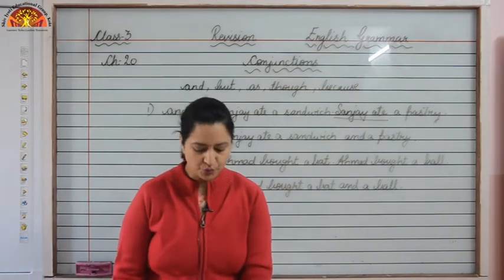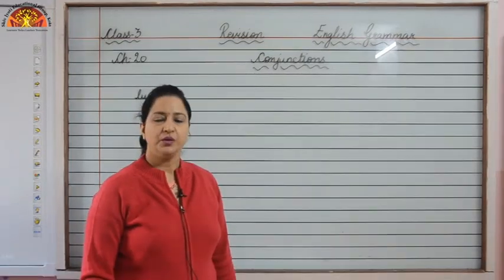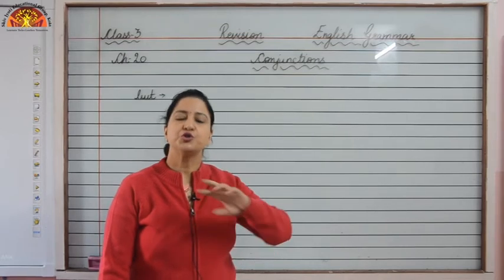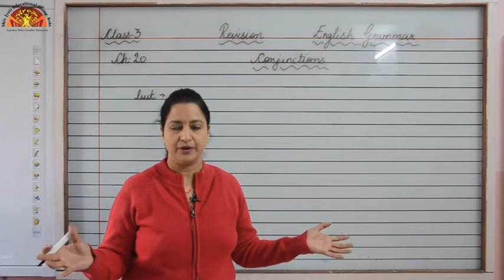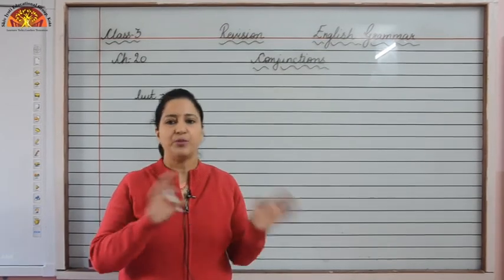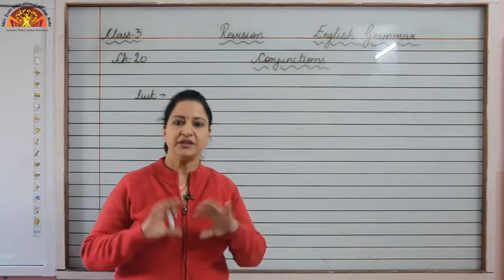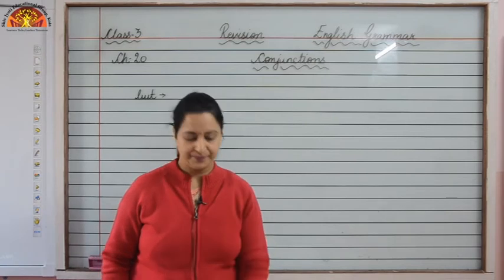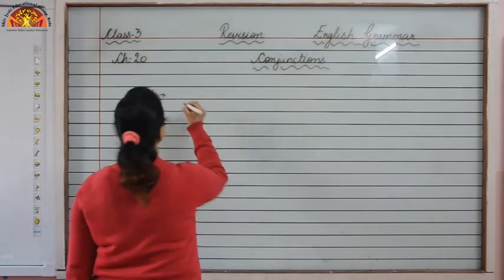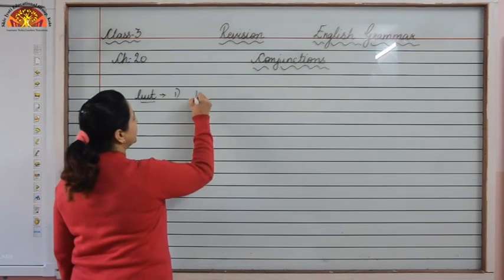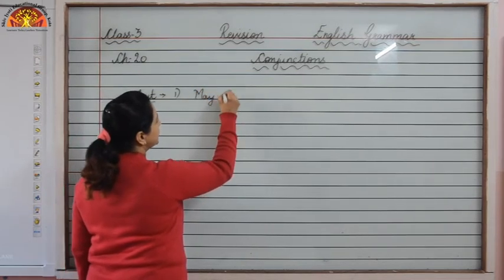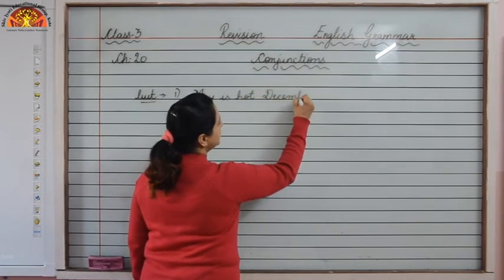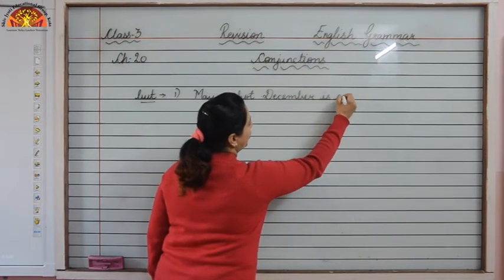Now let's move to but. Now where to use but? When we want to join two sentences with opposite meaning, when two sentences are there but they both are in opposite directions, they both have opposite meaning, they both are opposite to each other, then we use but. For example: May is hot. December is cold.